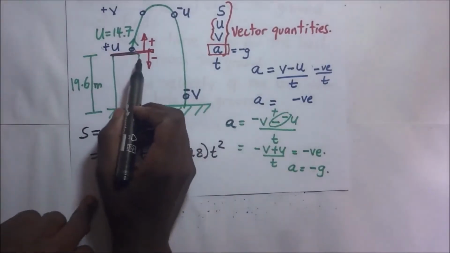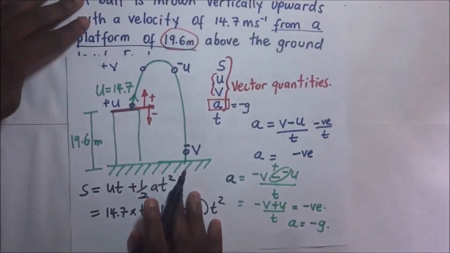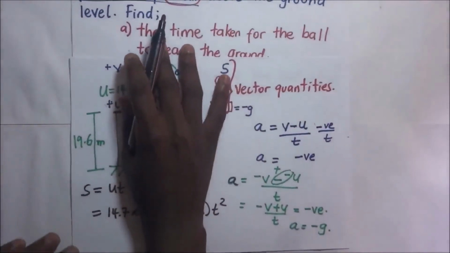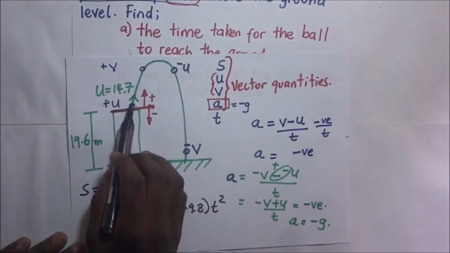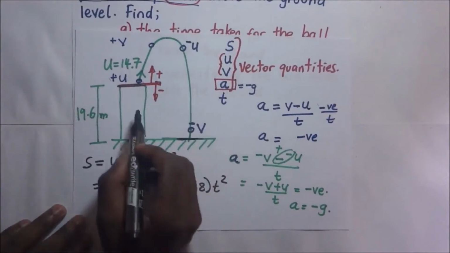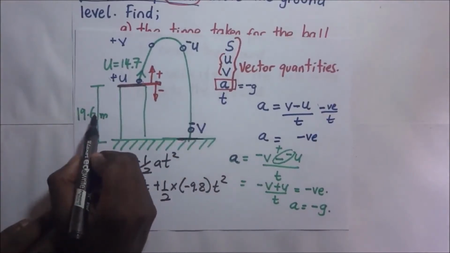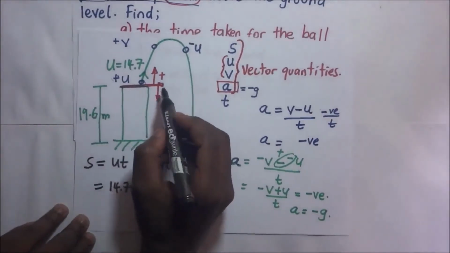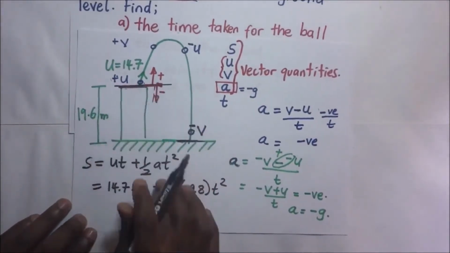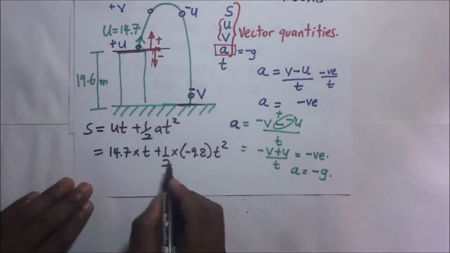Now our value of s, remember they're telling us the time taken for the ball to reach the ground. So for this ball to move from here, go up and reach the ground, its displacement will be negative 19.6, because the displacement will be below this point of reference where it started from. So our displacement here will be negative 19.6.